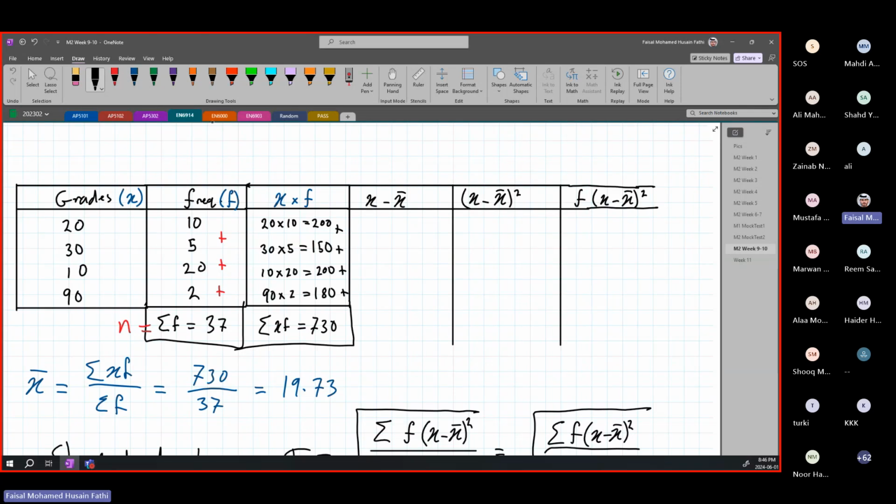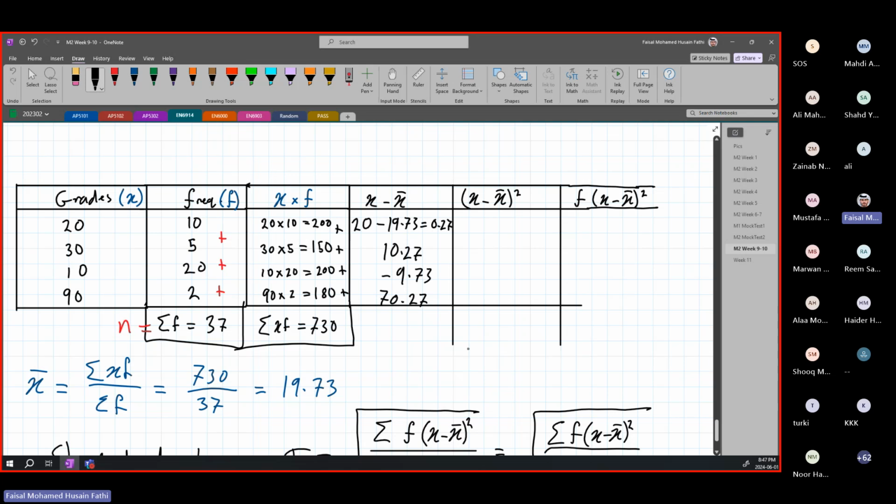This is the difference. So x minus x bar, you already know from previously how we did it. It's just we take the value x. And so for the first one, I'm just going to write it down. 20 minus 19.73, which is going to be equal to a number. So 20 minus 19.73 is going to give us 0.27. And we'll do the same for the rest. So 30 minus 19.73 is going to be 10.27. And then 10 minus 19.73 is negative 9.73. And then 90 minus 19.73, this is going to be 70.27. All right?